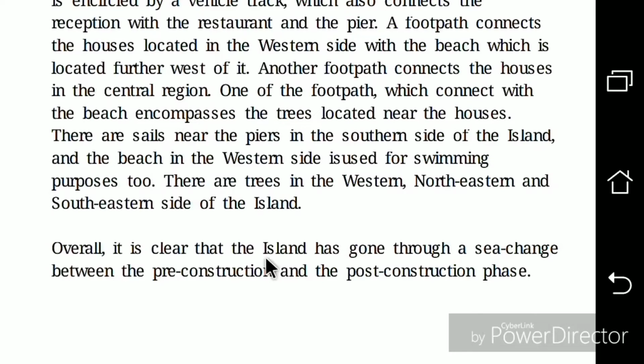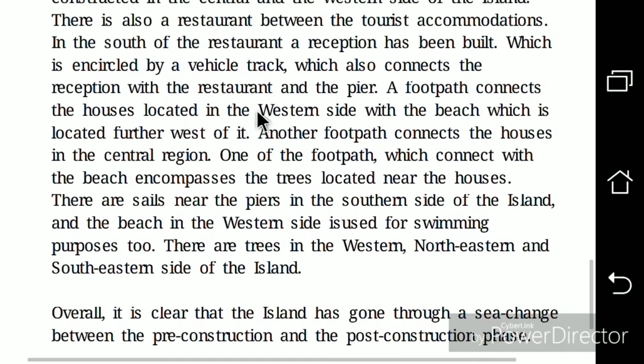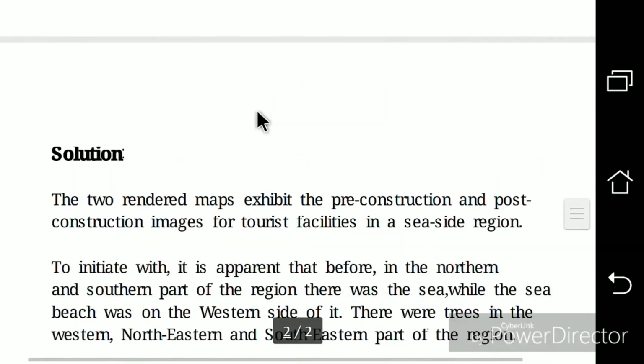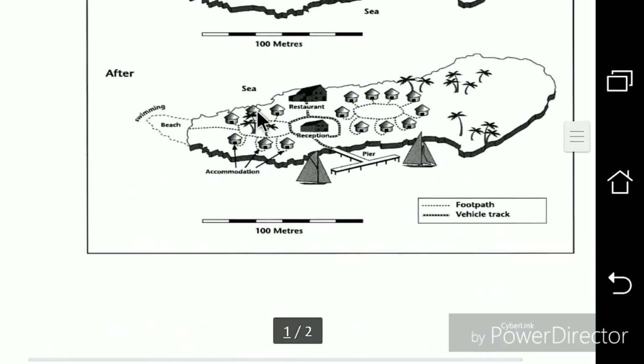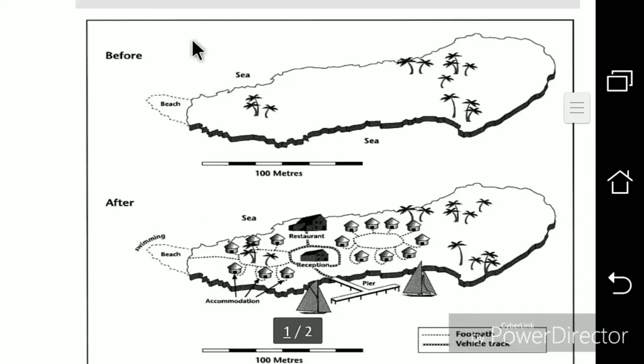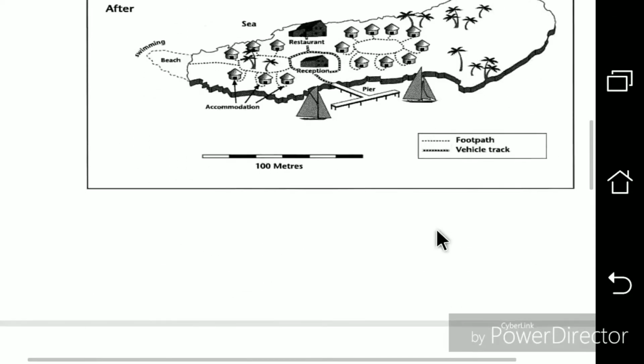After that I have written there are trees in the western, northeastern and southeastern side of the island. This is as before, meaning the before-construction part of the map. The location of the trees and the number of trees hasn't decreased. You can spot that one of the trees is missing, but you cannot write everything in this detailed way, so you can give it a miss. So you have to write that as it is.